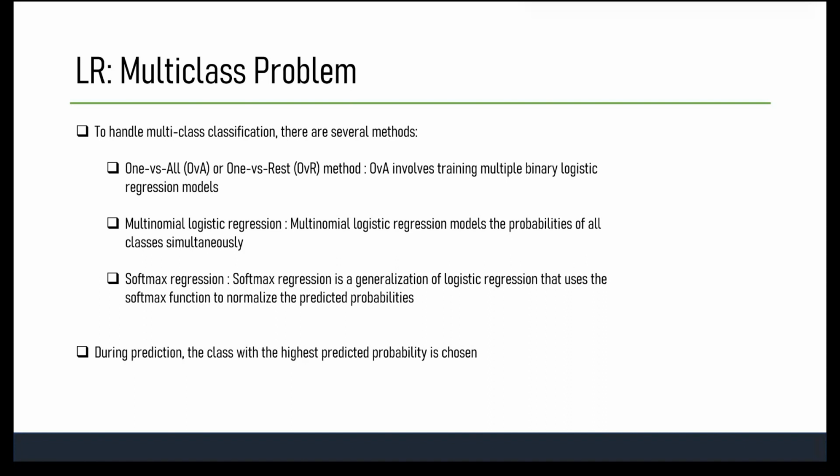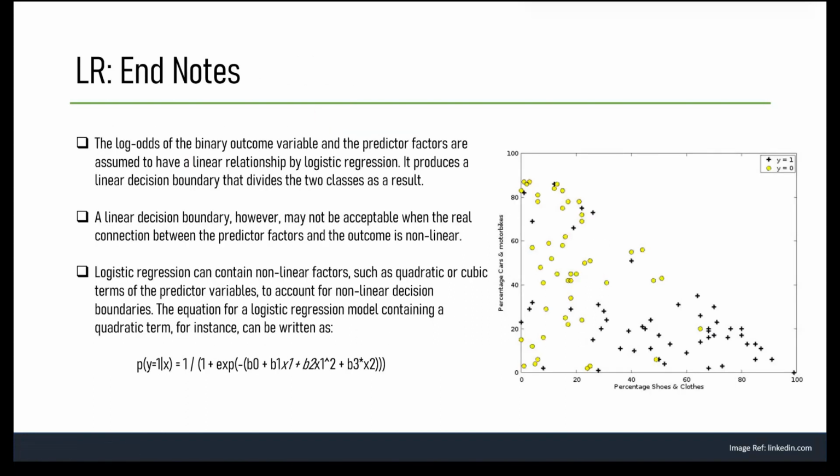Another way is softmax regression. Softmax regression is a generalization of logistic regression that extends binary logistic regression to handle multi-class classification problems, and it uses the softmax function to normalize the predicted probability across all classes. During prediction, we would choose the class with the highest probability. In summary, logistic regression can be extended to handle multi-class classification problems using various methods such as OVA, multinomial logistic regression, and softmax regression.